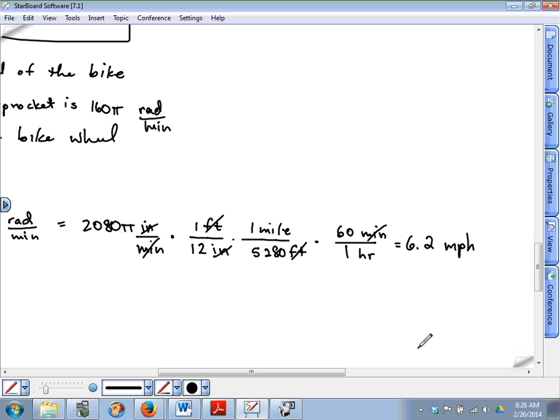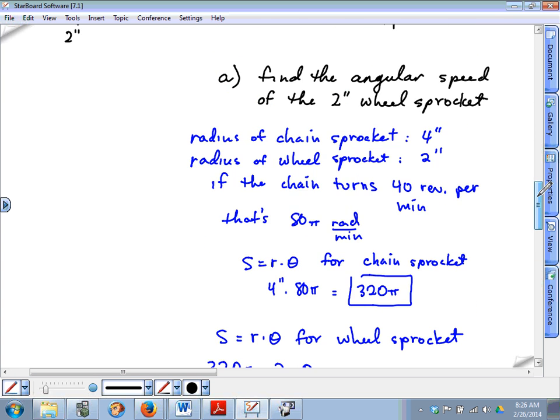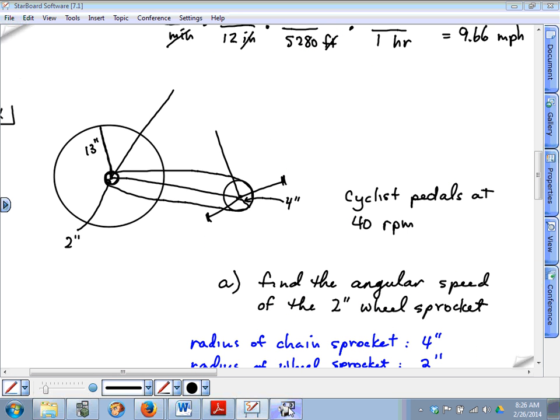Those are the types of questions you can expect from 6.1 involving linear speed and angular speed. Kind of fun, huh? Right? Yep. Yeah.